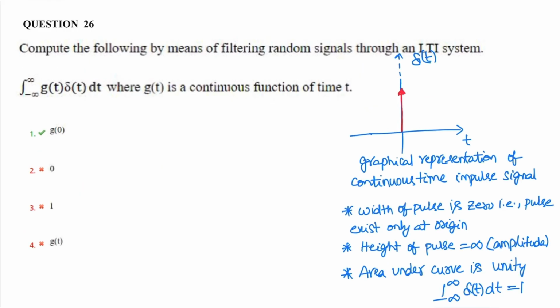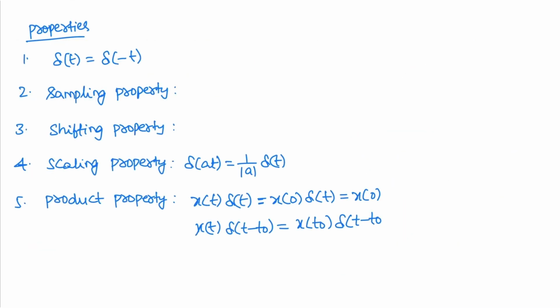Next question. Compute the following by means of random filtering of signals through an LTI system. So an impulse signal is given. The graphical representation of the continuous time impulse signal is shown in the figure. For this, the width of the pulse is 0, so the pulse exists only at the origin, the height of the pulse, the amplitude, is infinity, and the area under the curve is unity. Let us see some properties of this impulse signal. Delta of t is equal to delta of minus t. That is, the continuous time impulse signal is an even signal.